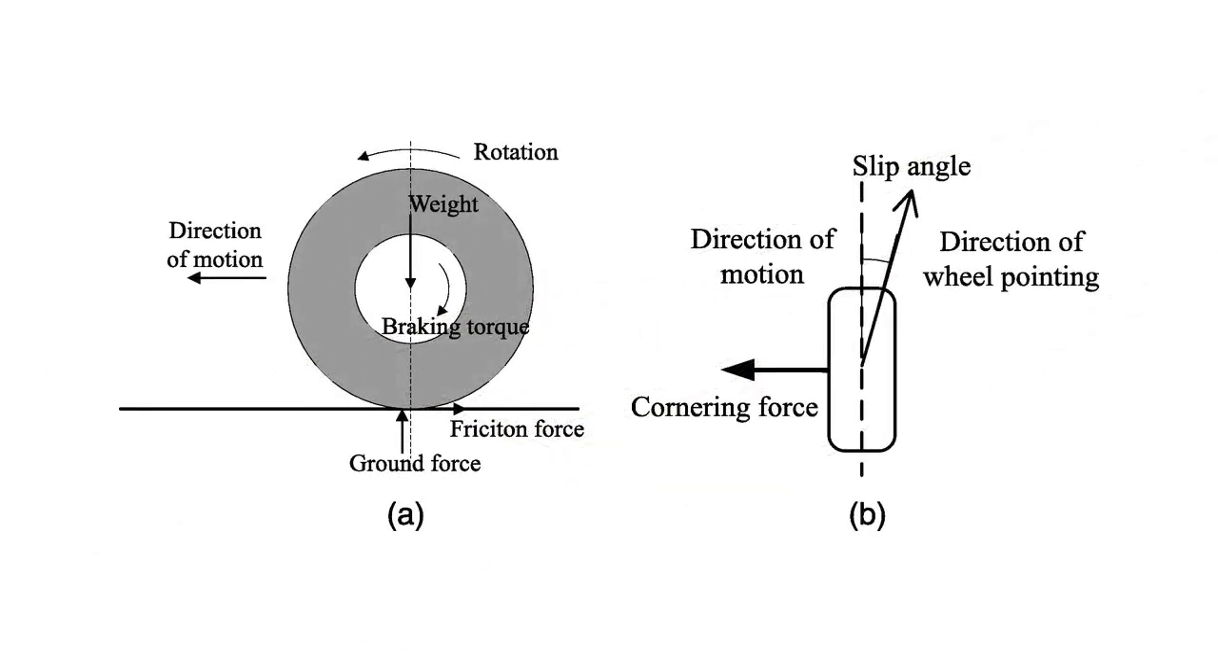In this figure, the force acting downwards on the vehicle tire is the weight. The rotation of the wheel is opposite to the direction of motion, creating a frictional force. When the tire does not resist the braking torque or centripetal force, the tire or vehicle will slide along the tangential direction.